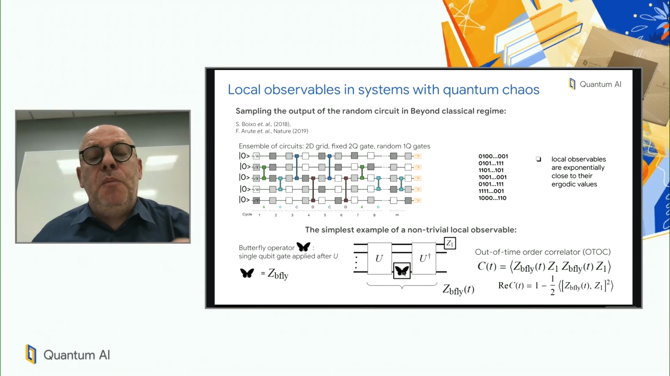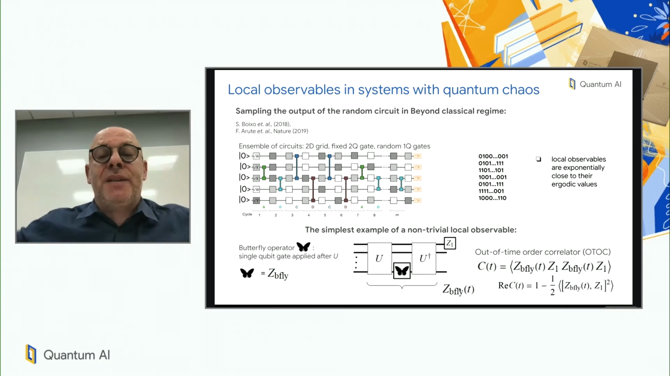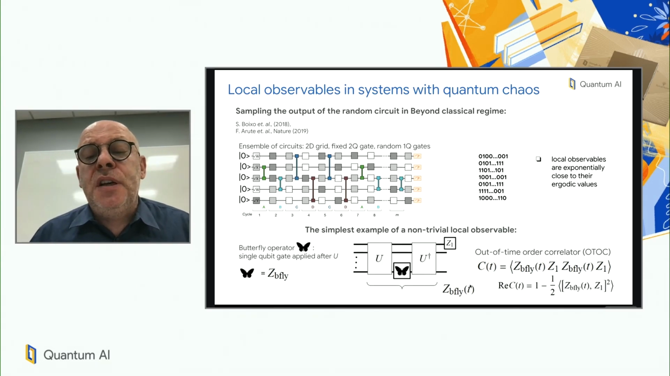Once the time goes by, the butterfly operator spreads. And at the time t, we would like to know the measure of how much that spread of the butterfly operator actually commutes with the measurement operator on side 1. So that commutation or non-commutation is what the out-of-time order correlator measures.